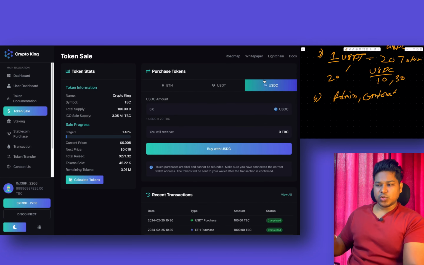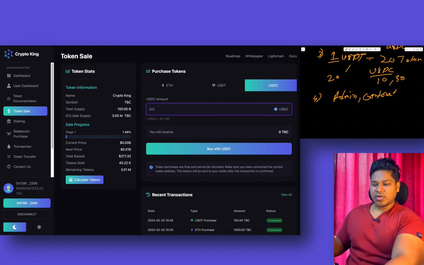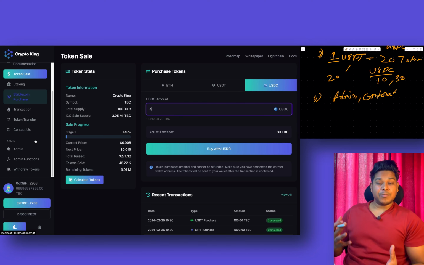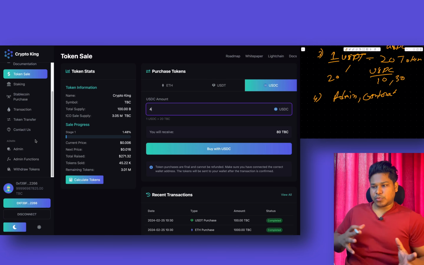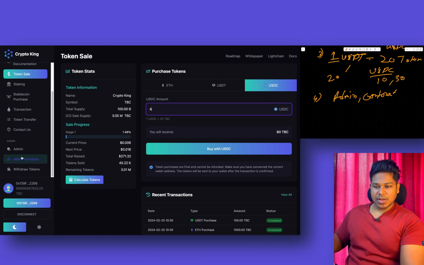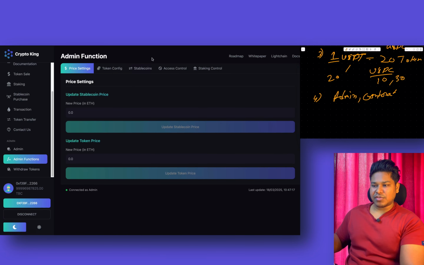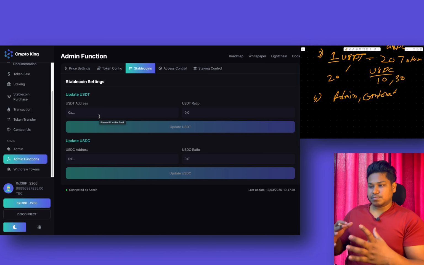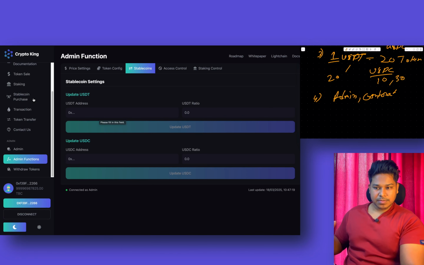In the same way, we can do that with USDC. You can see right now we have this much. We are following the same 20 ratio. But if you want to update it, as an admin I have the option to provide a different ratio. So for example, if I go to my functions, here we have the stable coin function. From here you can change the ratio, so the user can purchase the token based on the ratio which you set.